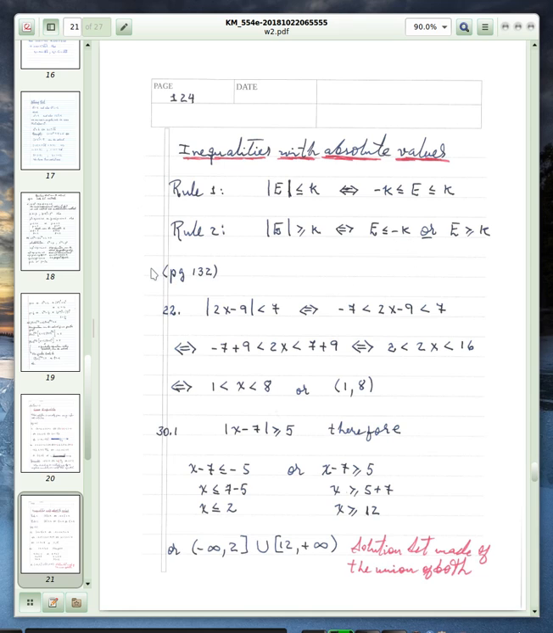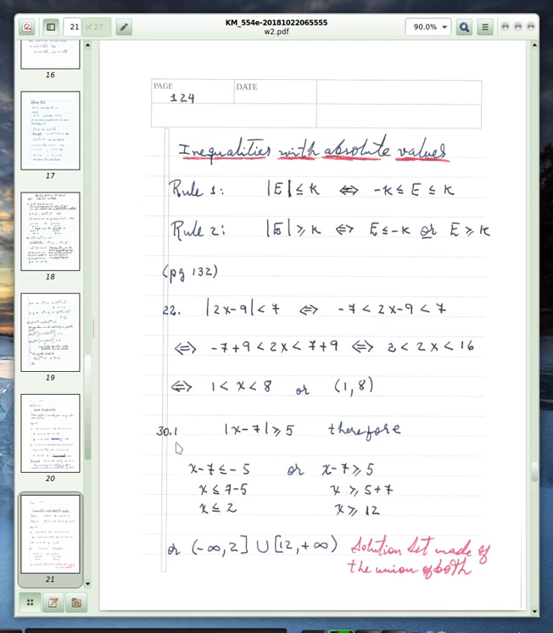So on page 132, problem 22 is the absolute value of 2x minus 9 is less than 7. According to the first rule, you must solve a compound inequality, that is, put the expression between minus and plus the number. So I put the expression 2x minus 9 between -7 and +7, and I solve it by steps, the usual way.